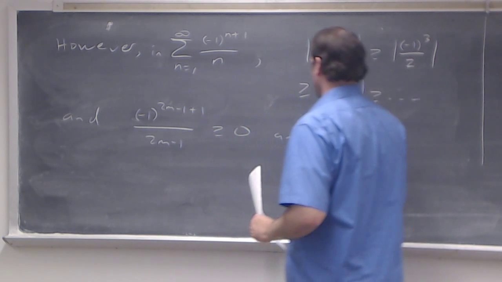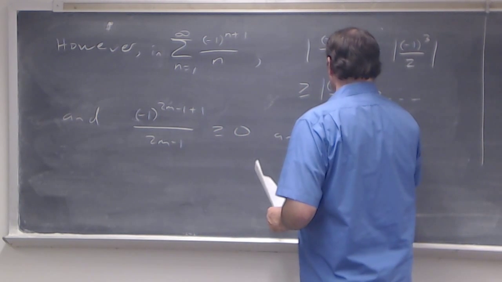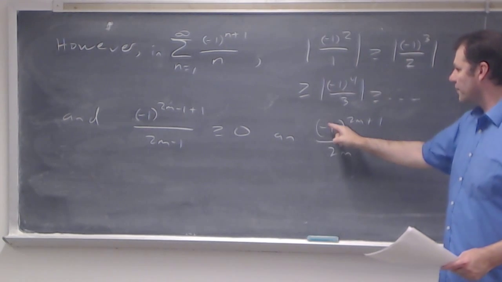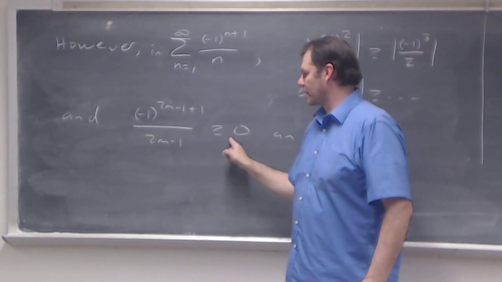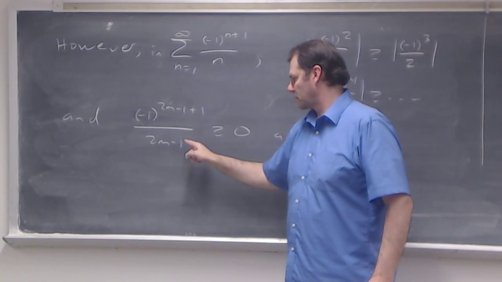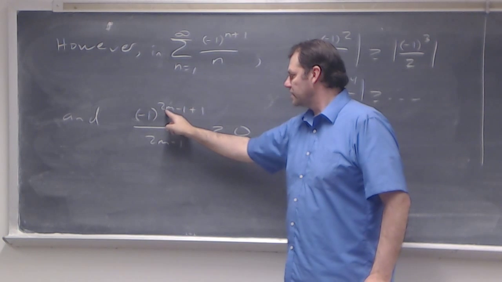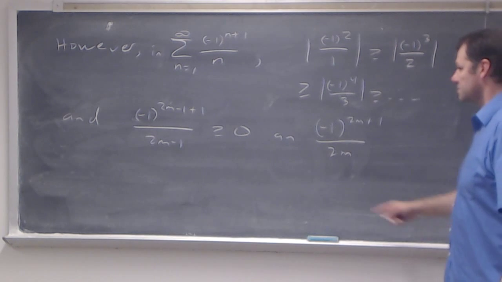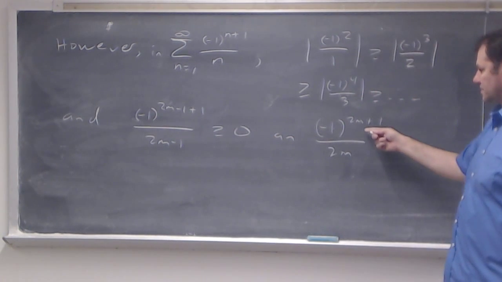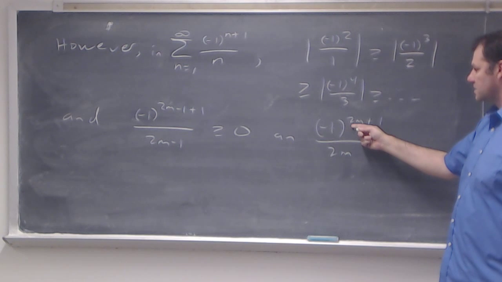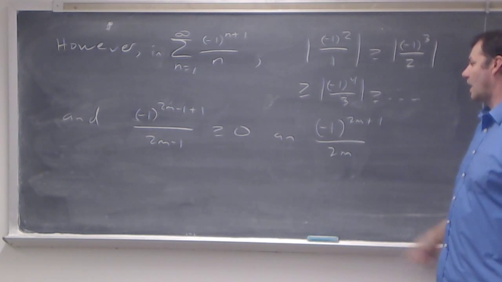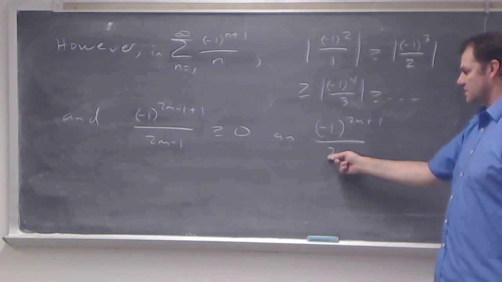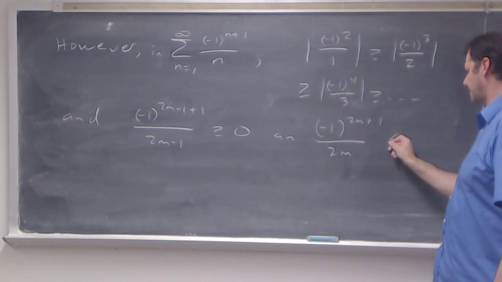And if you look at the 2m term, which is (-1)^(2m+1) over 2m, well, here, this part is greater than or equal to 0, and this part right here is just (-1)^(2m). Minus 1 to an even number is going to be a positive 1. So we've got positive divided by positive, that's greater than or equal to 0. Here, the 2m is an even number. When you add 1 to it, that's odd. Minus 1 to odd is minus 1. Minus 1 over this m, which is positive, is going to be less than or equal to 0.